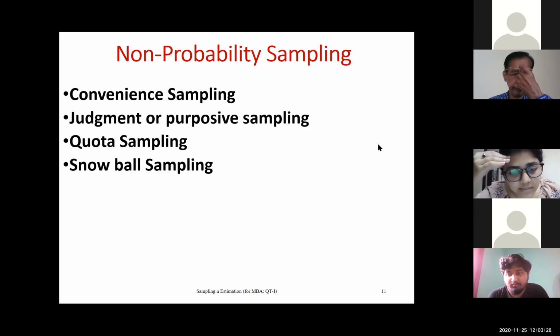So for convenience sampling, not all the population will be considered while selecting, but for judgment sampling, all the population selected are taken into consideration, and then.